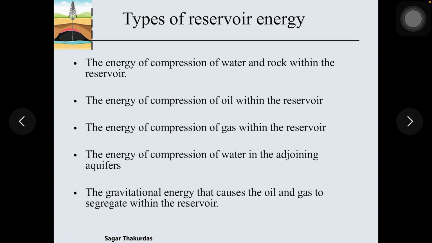So the natural energy within the reservoir is stored in the form of compressed rock or compressed oil or compressed gas or compressed water in the adjoining aquifer, and also there is gravitational energy available, that is the natural tendency of oil and gas to flow towards the surface due to its specific gravity. So that also plays an important role in natural production, and these are the different types of energies usually available in the reservoir.